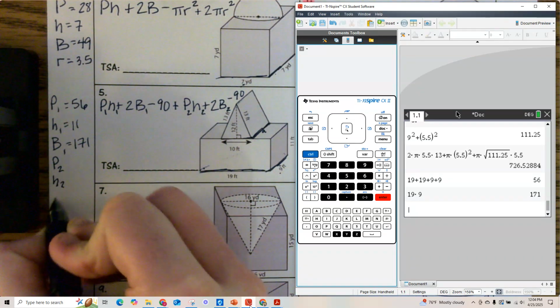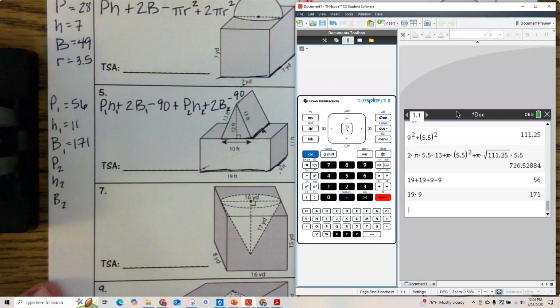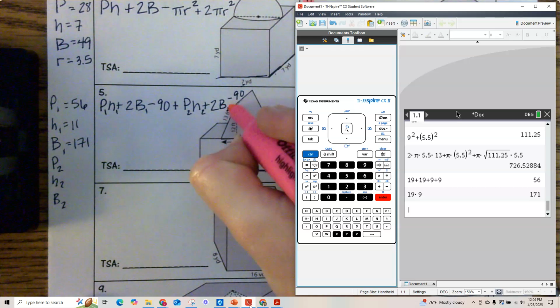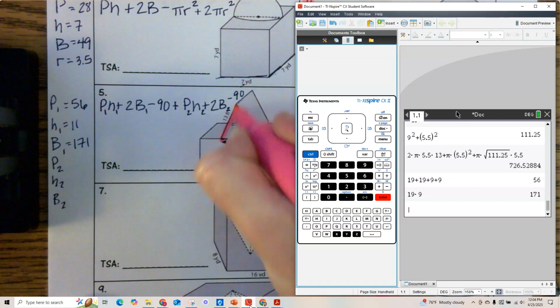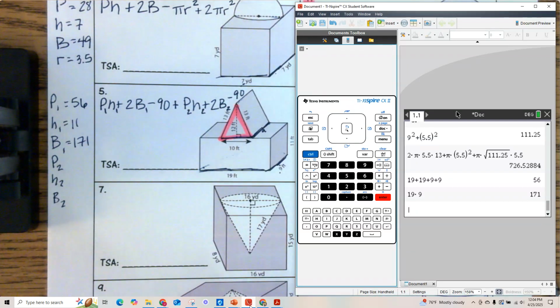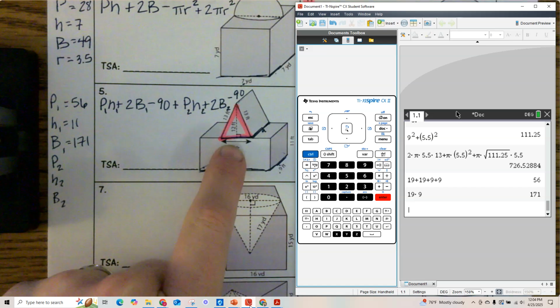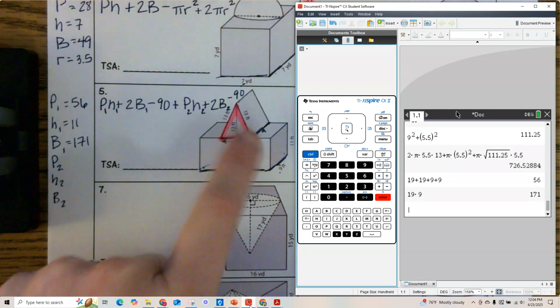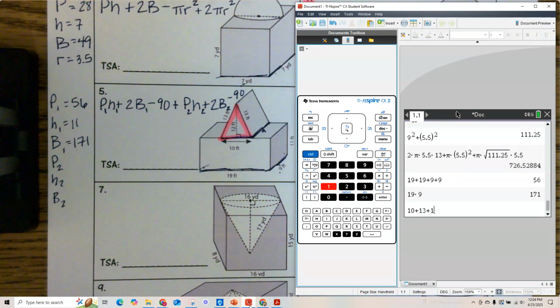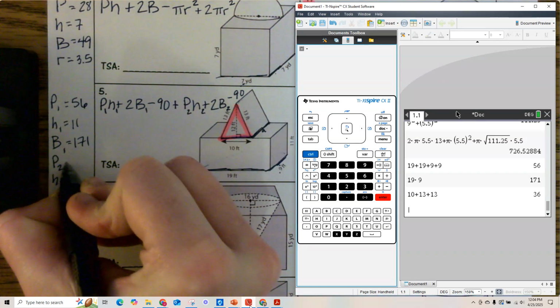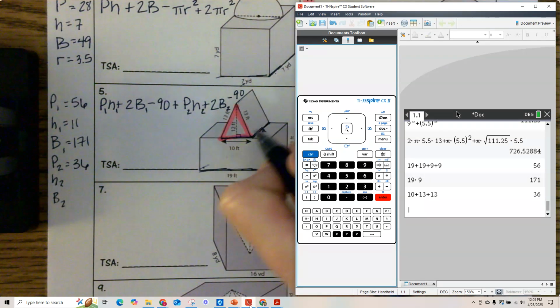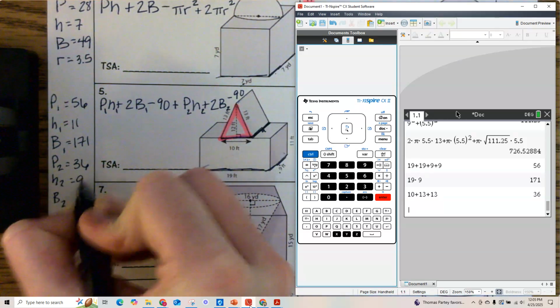P2, H2, big B2. So the perimeter for that second shape is going to be this triangle. So I would have to add all 3 sides of that. So 10, 13, and 13. So 36. The height is going to be this distance from base to base. We said that's a 9.